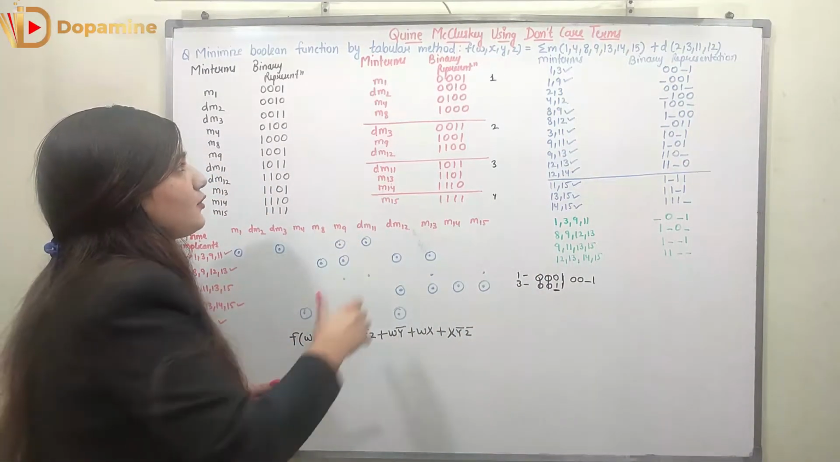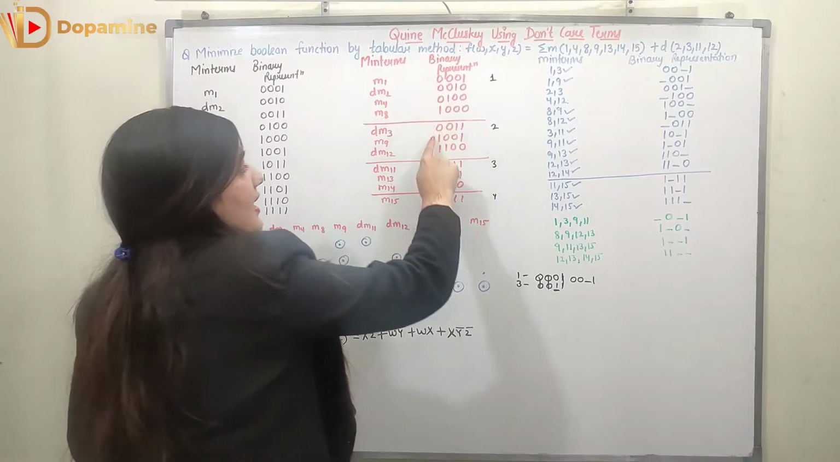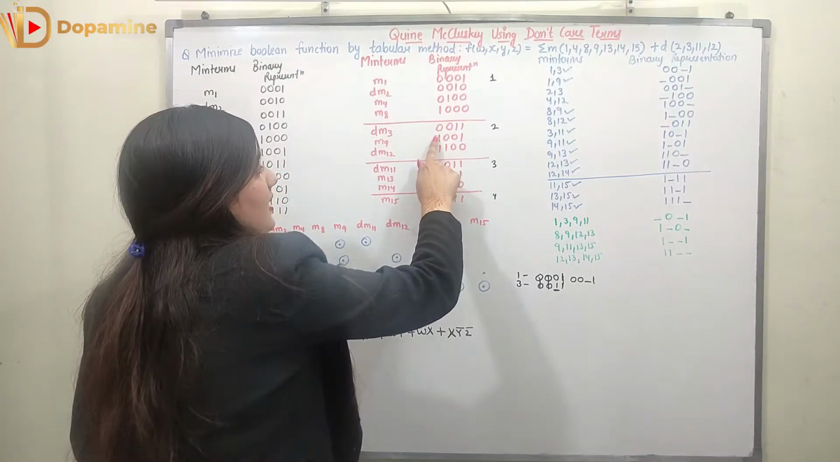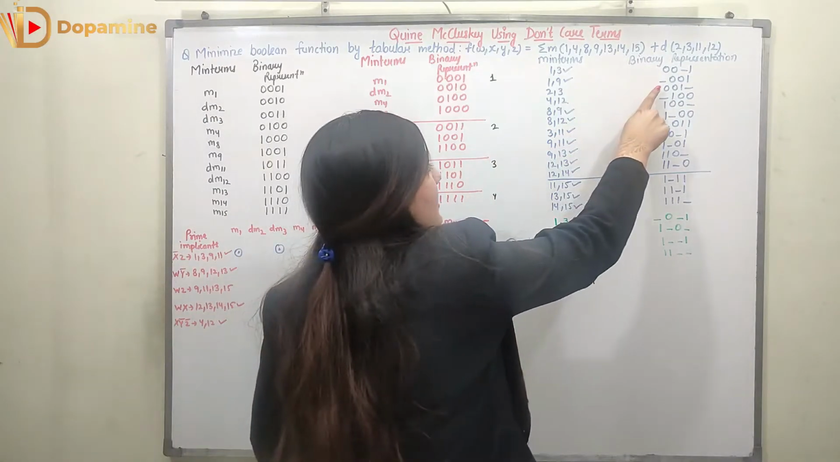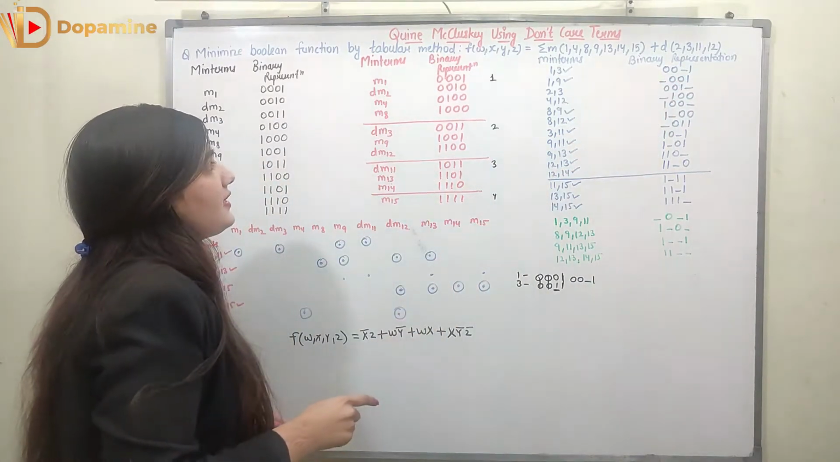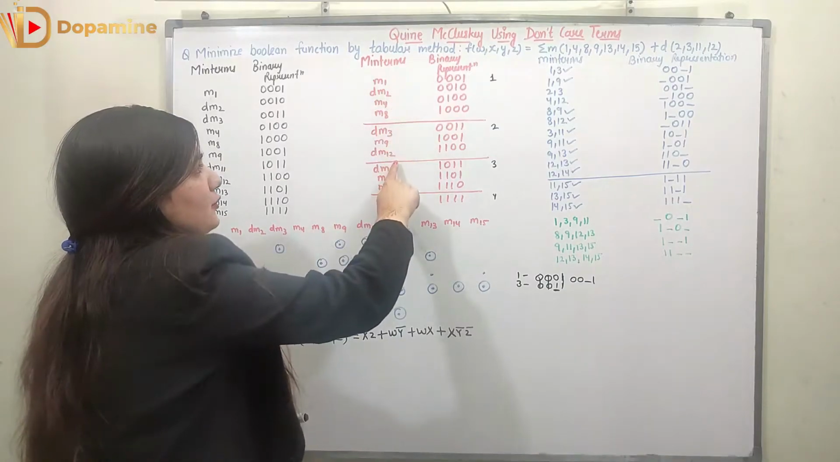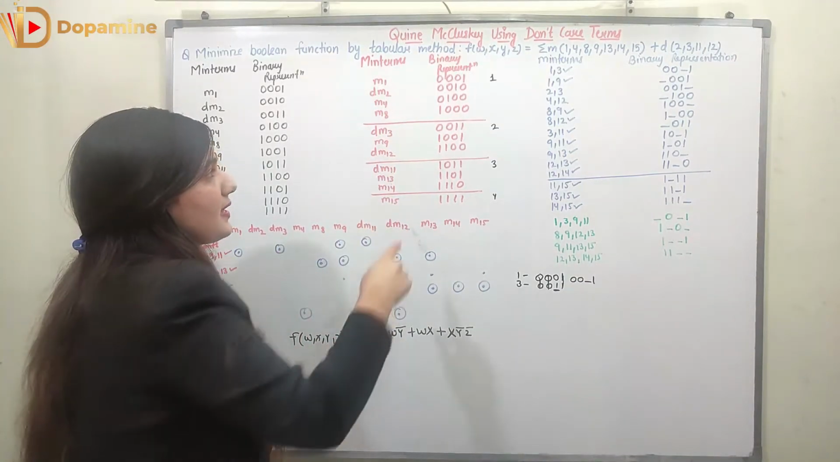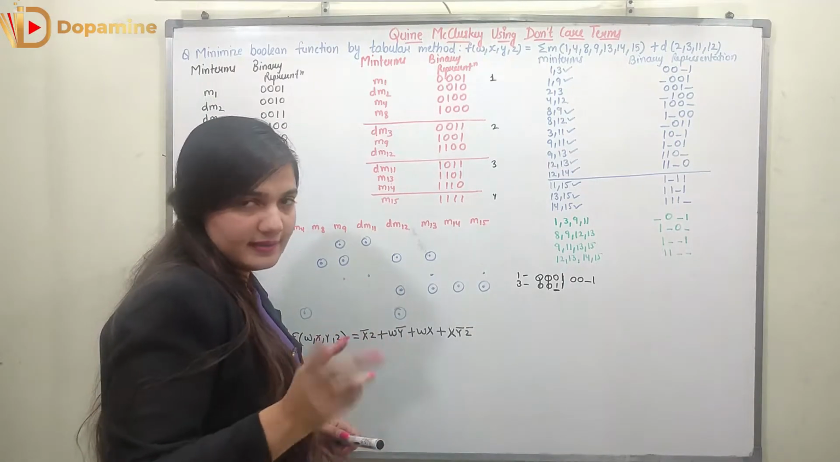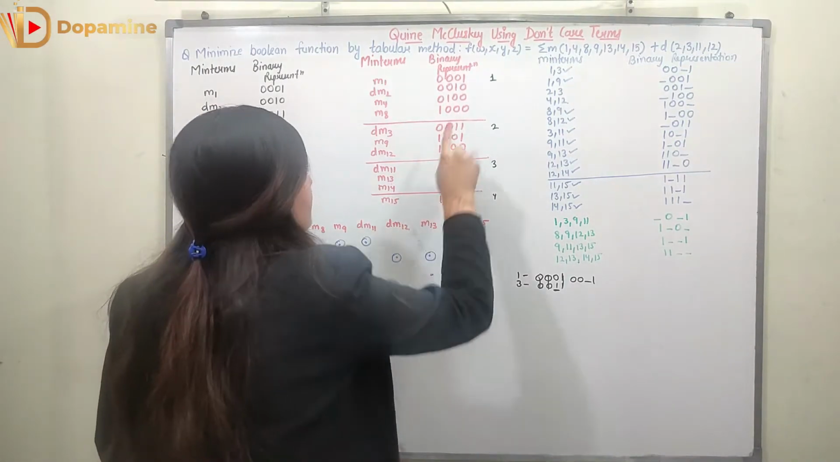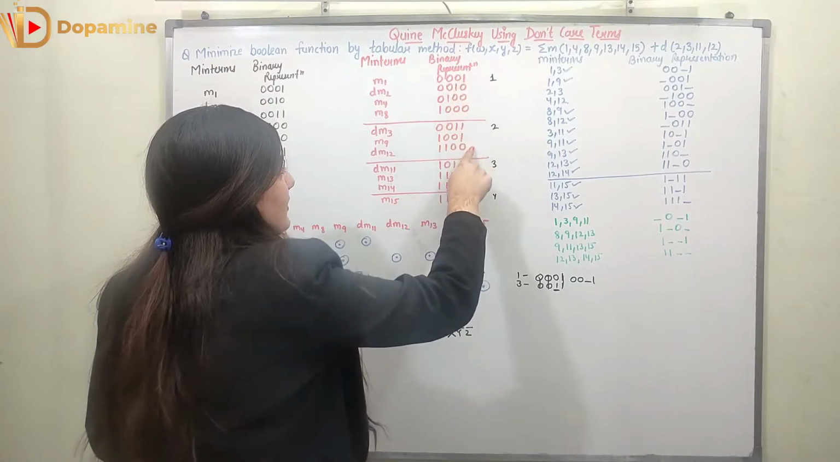Similarly, I can make the group of 1 and 9. So 1 and 9 is varying only at the first location. The other 3 bits are 001. So I can represent it as -001. Right? So if I observe 1 and 12, 2 bits are varying. Here we have 00, here we have 11. So 1 and 12 cannot be clubbed. Right? So now I cannot club M1 and M12.